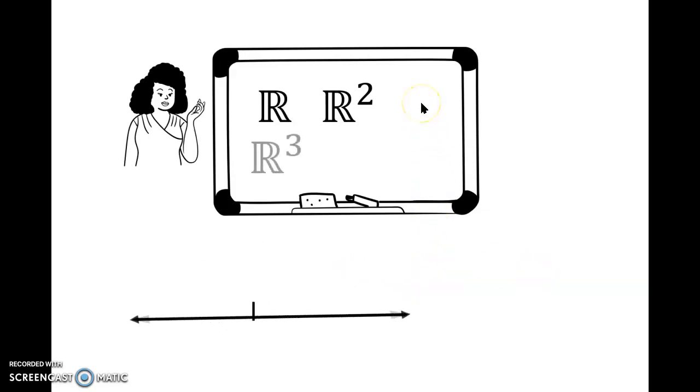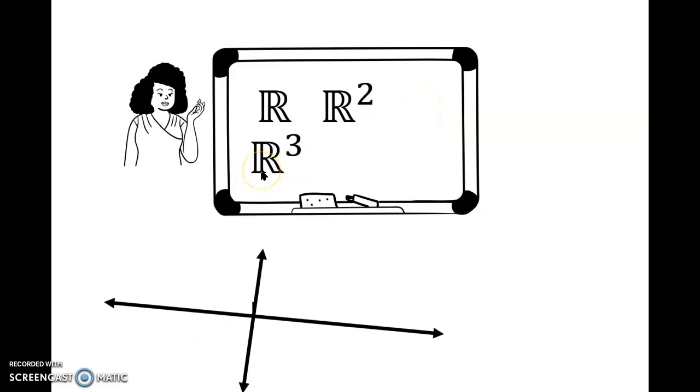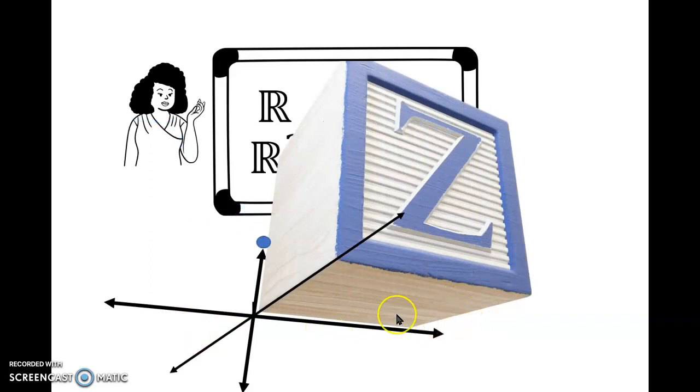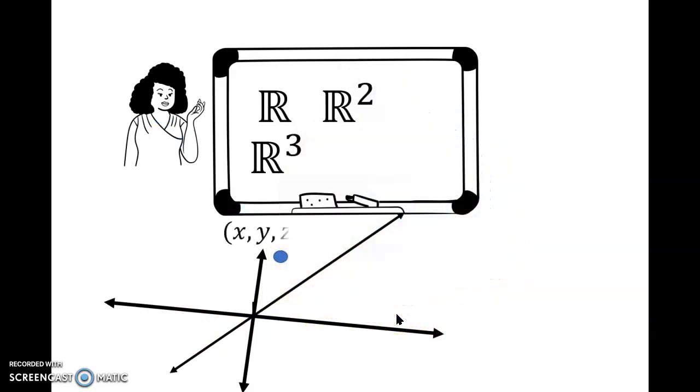When we come to R cubed, well, we're now starting to think in 3 dimensions. So it's kind of like a block, kind of picturing a block there. And any point is labeled in x, y, z form. So we'll have an x-axis, a y-axis, and a z-axis. And we keep it in that order.